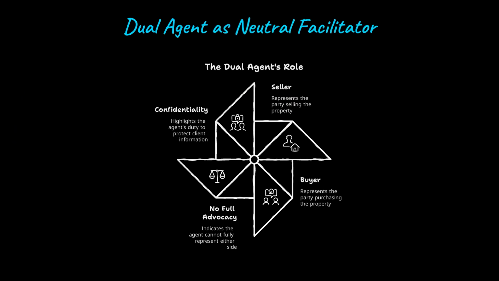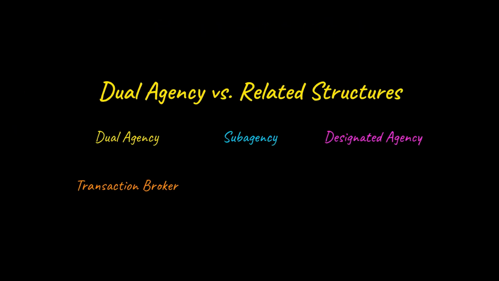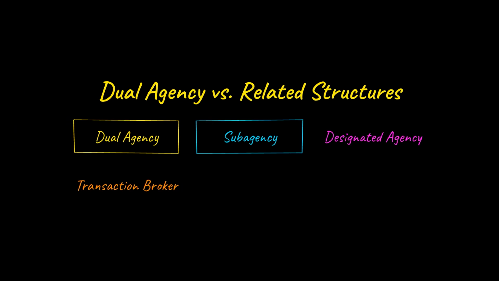Because the dual agent owes duties to both sides simultaneously, full advocacy for one party would betray the other. The agent becomes a neutral facilitator, helping the deal move forward while protecting each party's confidential information and taking neither side. Examiners often test whether you can distinguish dual agency from similar structures. Subagency represents only the seller. Designated agency assigns 2 separate licensees within one brokerage to opposite sides. Transaction broker is not the term Ohio statute uses. Only dual agency means one licensee serving both parties at once.